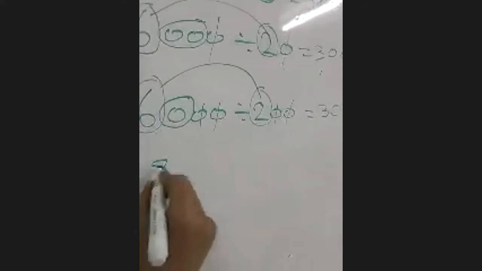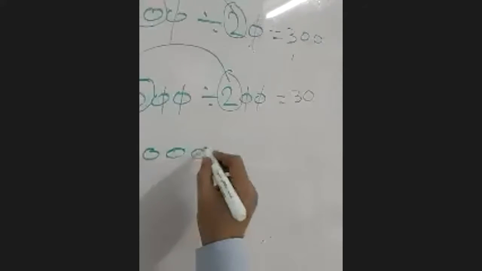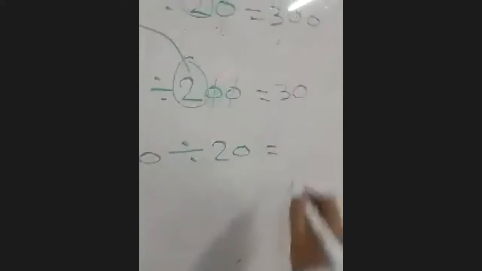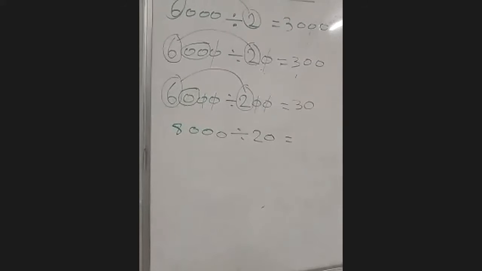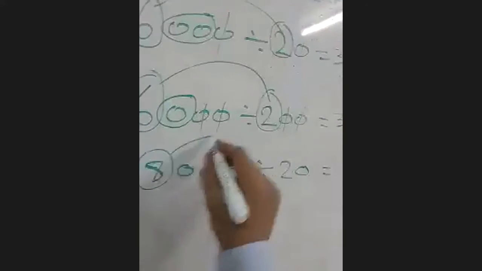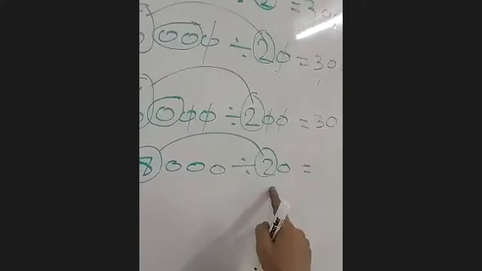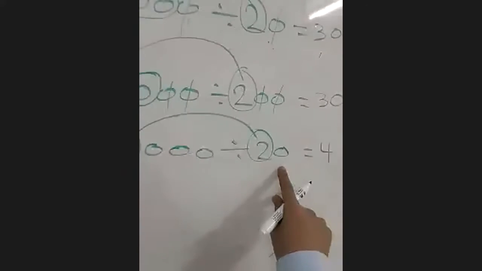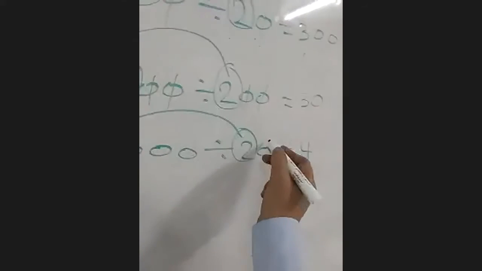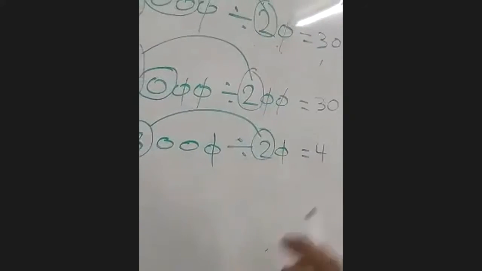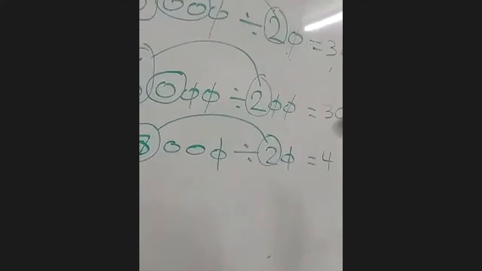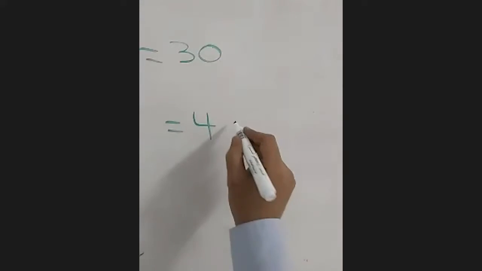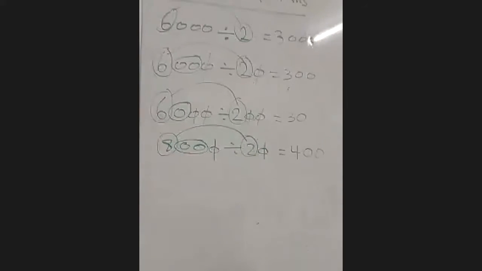For example, if we have 8,000 divided by 20. We divide the 8 by 2. 8 divided by 2 is 4. Now here we have one zero and here we have 3 zeros. We cross one zero with one zero. They are gone. They are evaporated. Still, we have 2 zeros that are not crossed. We put them beside the answer. So the answer is 400.